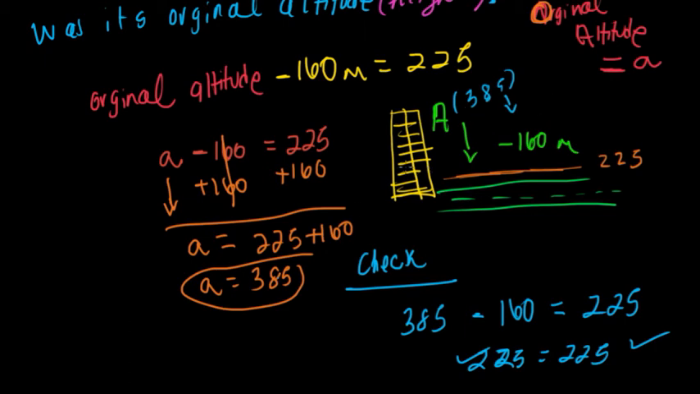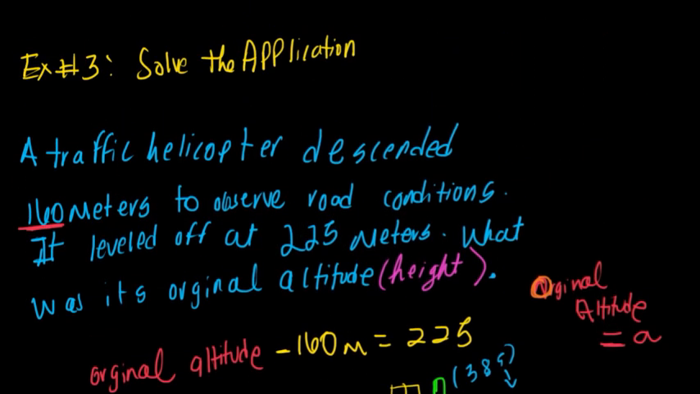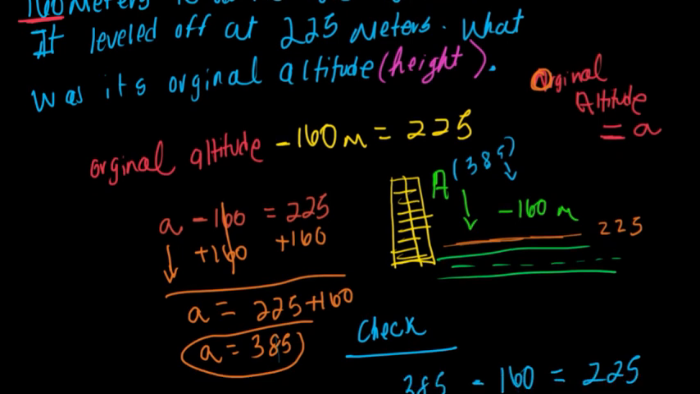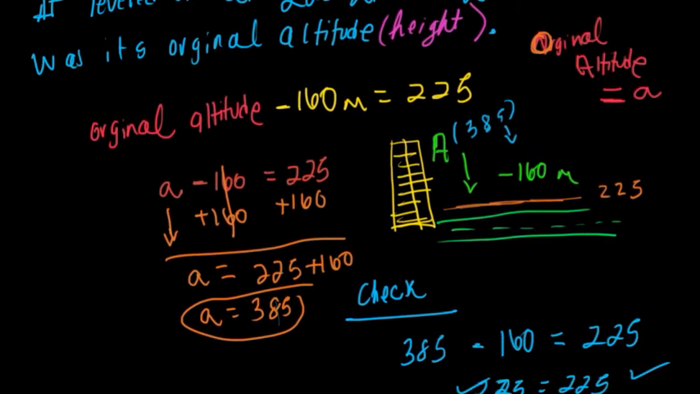So that means our original altitude was 385 meters. If you see a helicopter flying and they ask you to find its original altitude, this is how we do it. We take it through this process here. Okay, so this is our video lesson on solving equations by using addition and subtraction only. In our next video we'll take a look at some division.